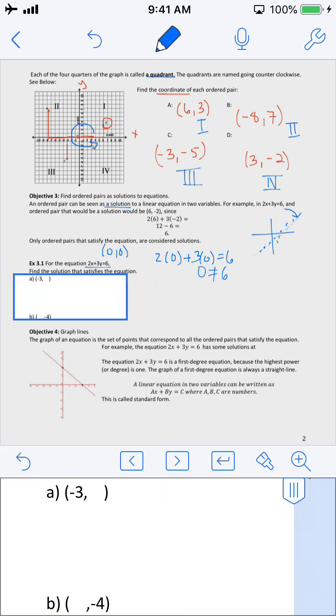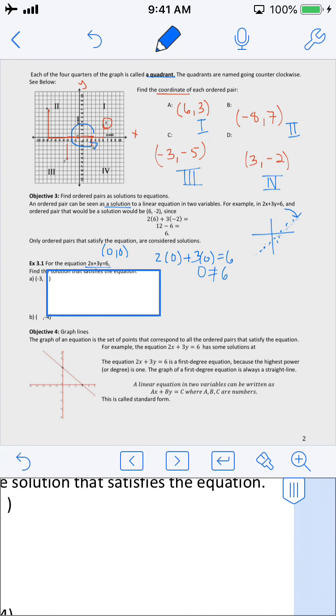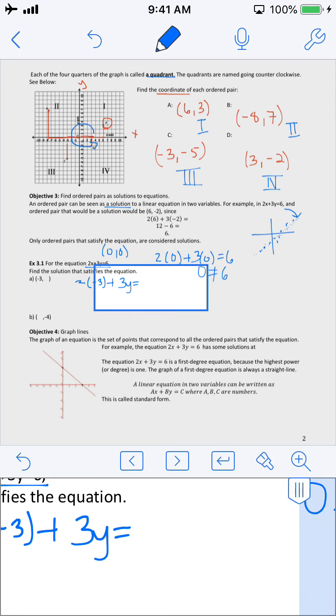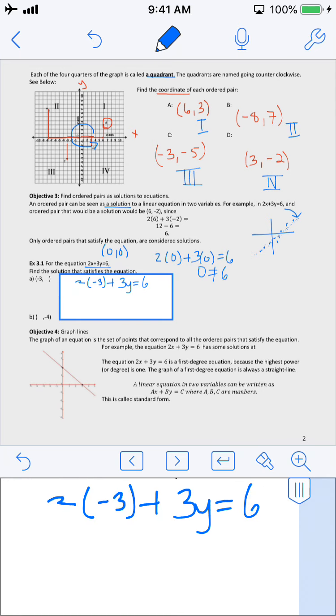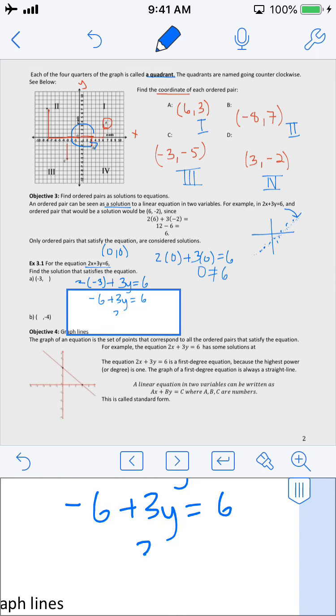So let's fill in the blanks now. If I knew that negative 3 was x, then what y would actually make it equal 6? That's our question here. So 2 times negative 3 plus 3y equals 6. What y is actually going to make this work? What y would make this solution be true? Negative 6 plus 3y equals 6. Add 6 to the other side.